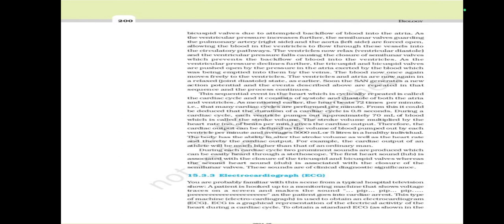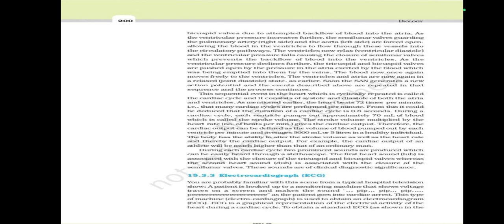That is, that many cardiac cycles are performed per minute. From this, it could be deduced that the duration of a cardiac cycle is 0.8 seconds. And during a cardiac cycle, each ventricle pumps out approximately 70 milliliters of blood, which is called stroke volume.